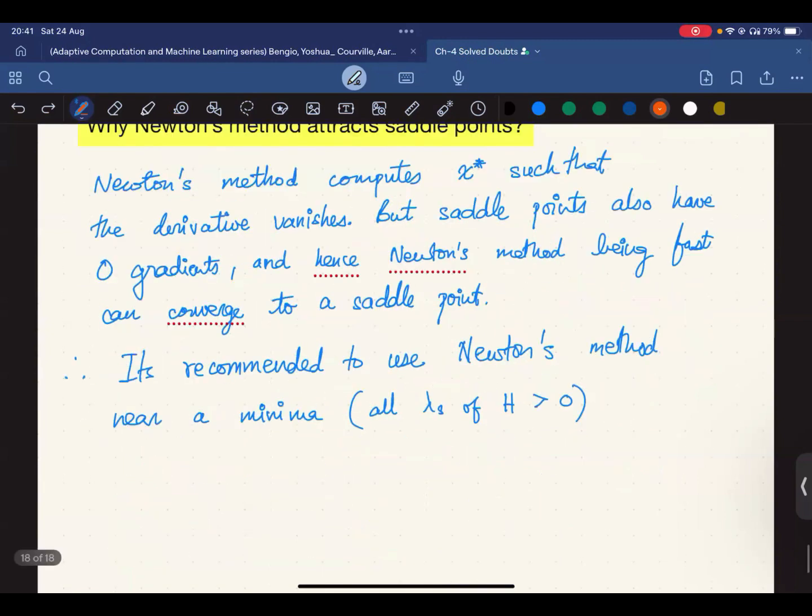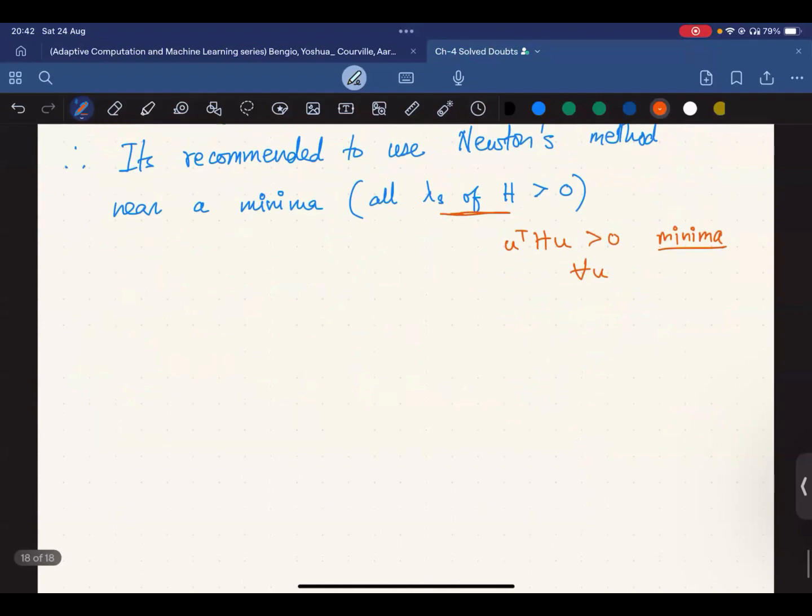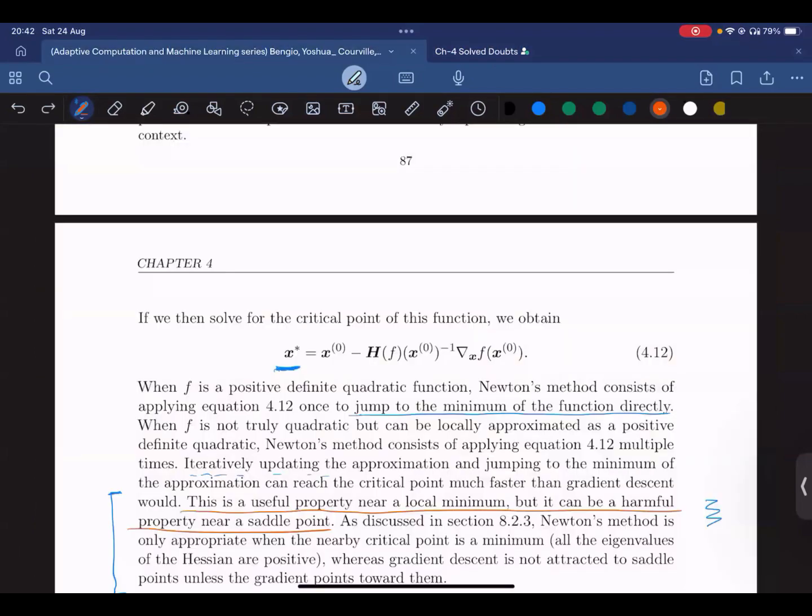Like we know that the eigenvalues of H are positive. Eigenvalues of H being positive means, as we have seen earlier, that it is positive definite. So for any direction u, u transpose Hu is positive. That means it is a minimum. So this was also one of the routes.